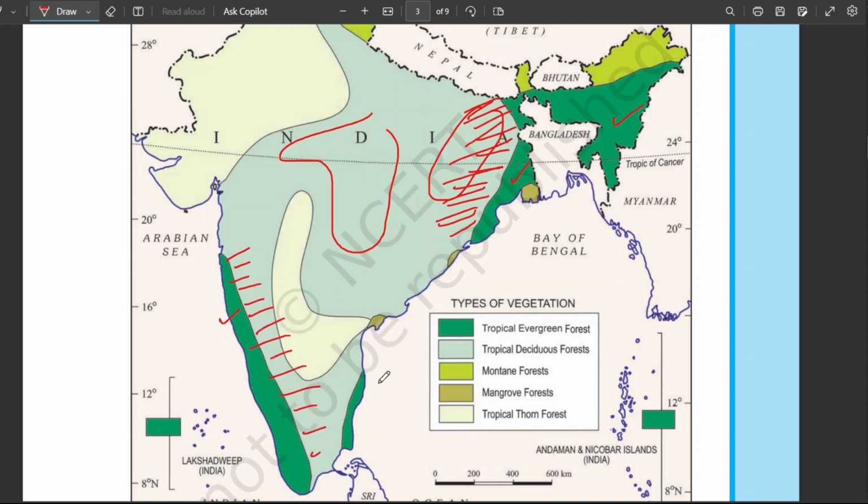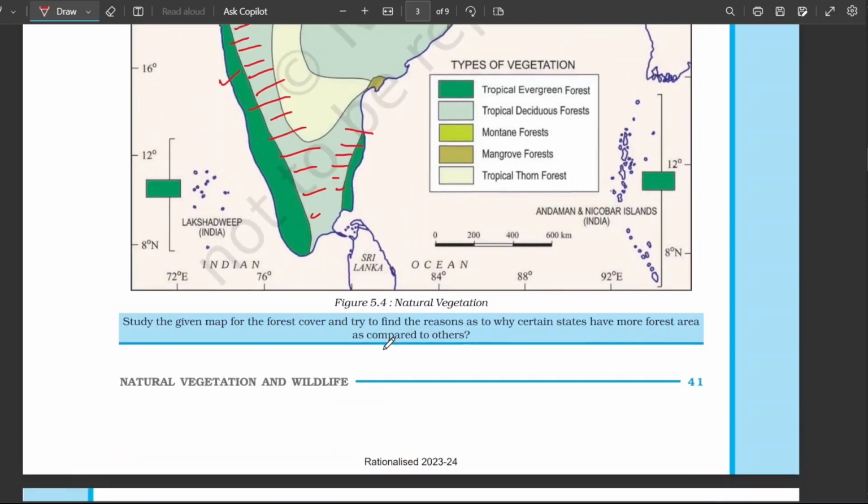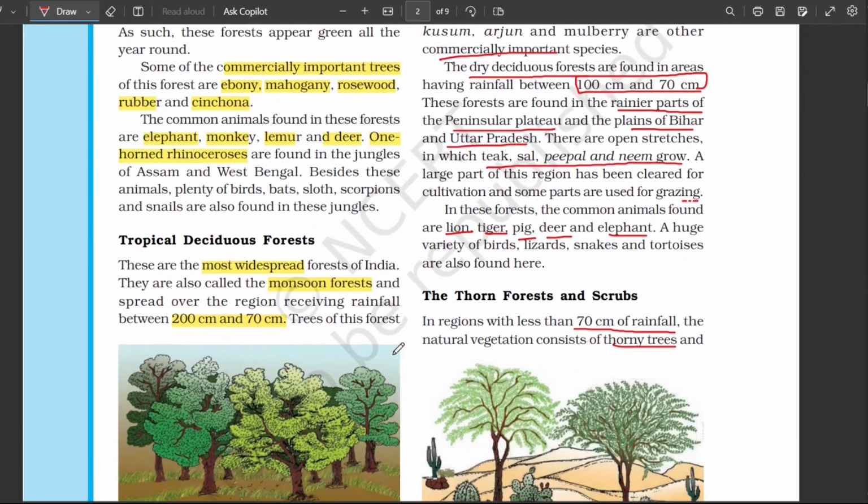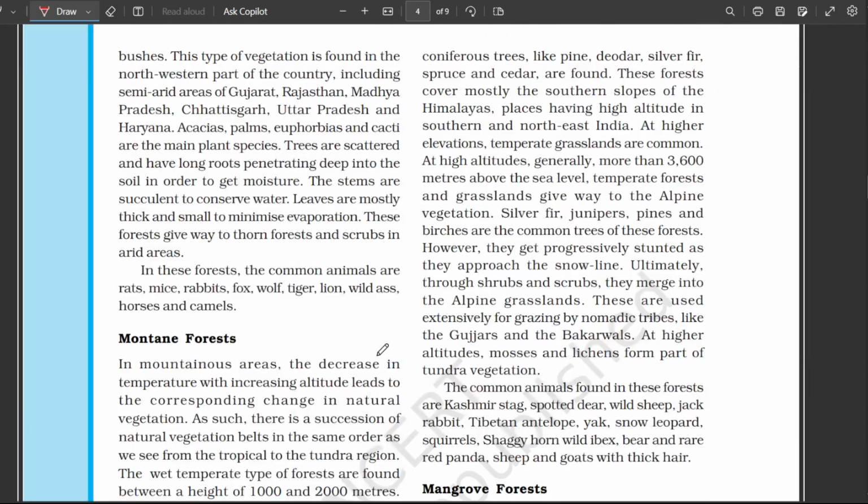Okay. Then you have some areas here. It will be some logical mental map you can make. So we were at thorny forests and scrubs. Natural vegetation consists of thorny trees and bushes. This type of vegetation is found in the northwestern part of the country, which is the desert areas that we know already.